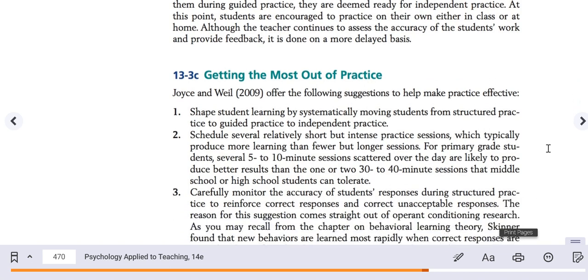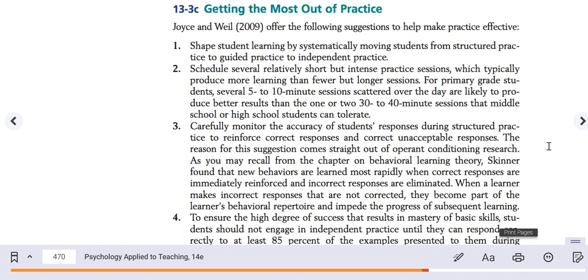Getting the most out of practice. Joyce and Weil offer the following suggestions to help make practice effective. Shape student learning by systematically moving students from structured practice to guided practice to independent practice. Schedule several relatively short but intense practice sessions, which typically produce more learning than fewer but longer sessions.